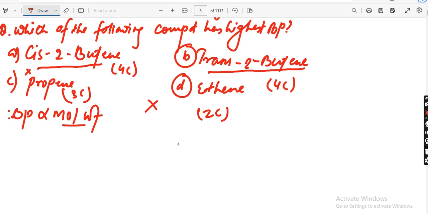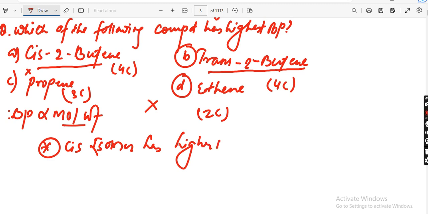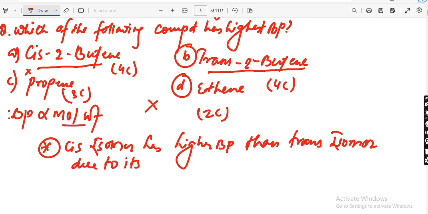For this, always remember the cis isomer has a higher boiling point than the trans isomer, because the cis isomer has greater polarity, right? Polarity. Okay.